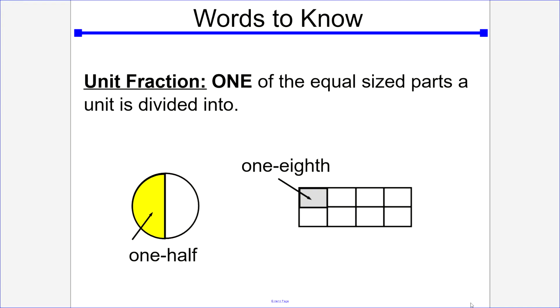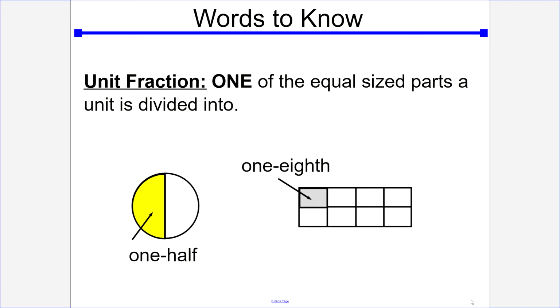A unit fraction is what we call one of the equal-sized parts that a unit is divided into. So on this circle, the unit fraction is 1/2. The unit is divided into 2 parts, and the name for one of those parts is 1/2. When you look at this rectangle, the unit fraction is 1/8. The unit is broken into 8 equal parts, so the name for each part, or just one part, is 1/8.